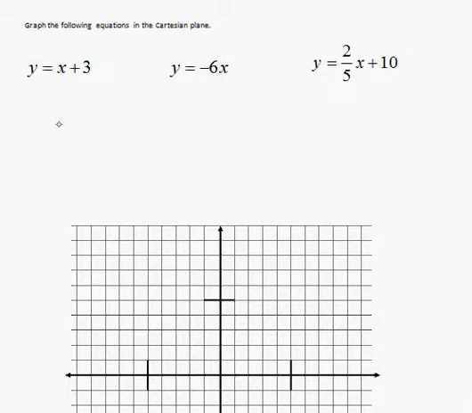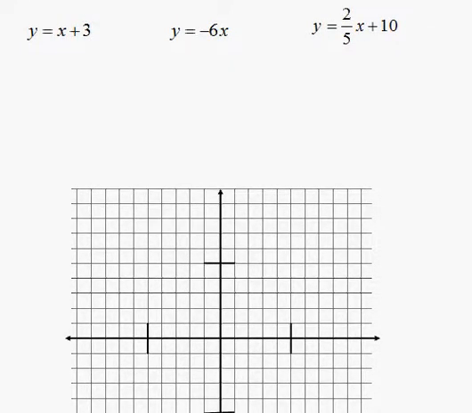Graph the following equations in the Cartesian plane. Now, in the previous video, we took these three equations, we made tables for them, and we looked at their rates of change. Now I want to look at their graphs. And to do this, I will just quickly recap making a table for each one of them.